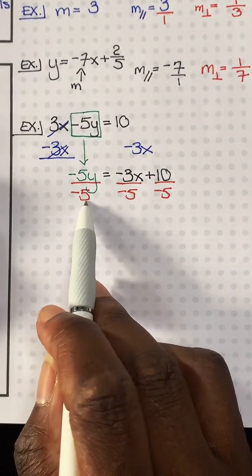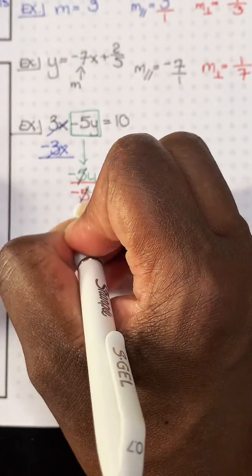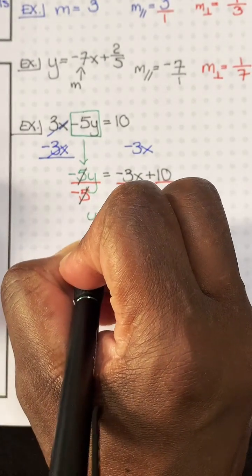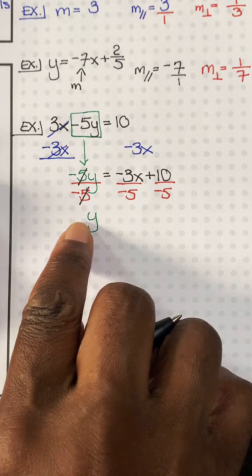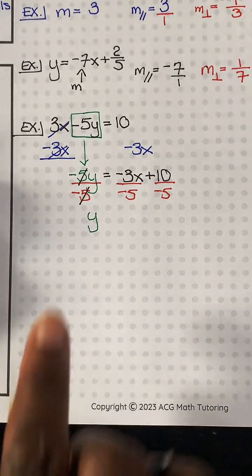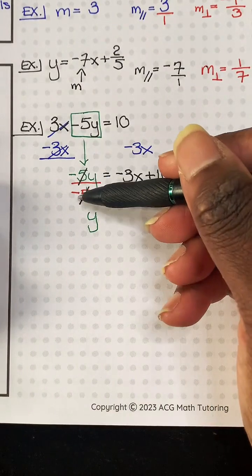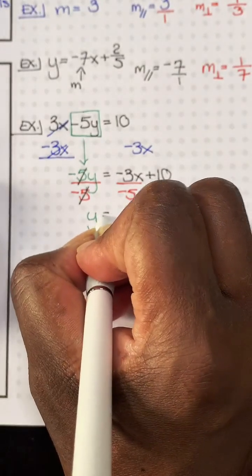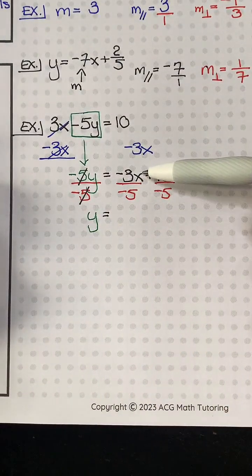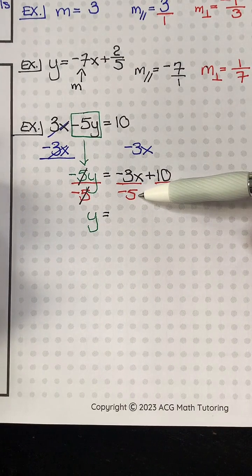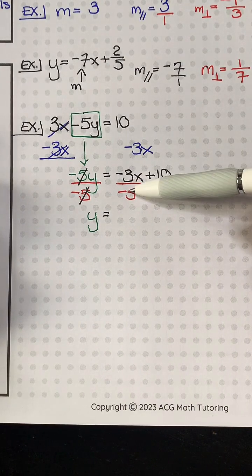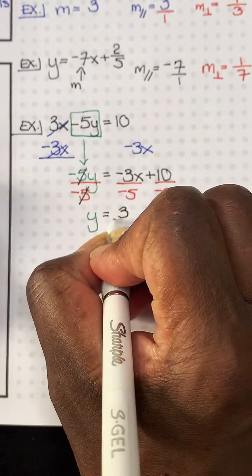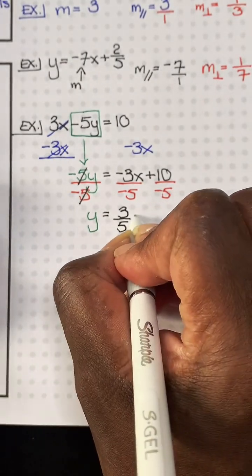Okay, so -5 divided by -5, that gives me a 1. And if you want, you can say a 1y or just y, because the 1 is always assumed to be in front of that variable. And it's going to be positive, because a negative divided by a negative gives me a positive. So now, bring down my equal sign. Then over here, we have -3 divided by -5. And negative divided by a negative is a positive. So that gives me 3/5. And I bring down the x.